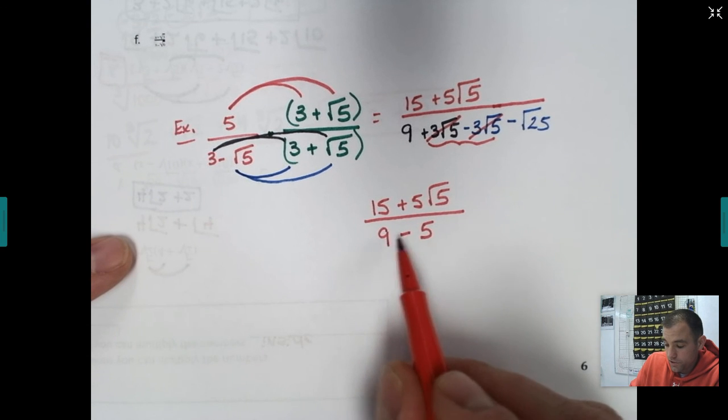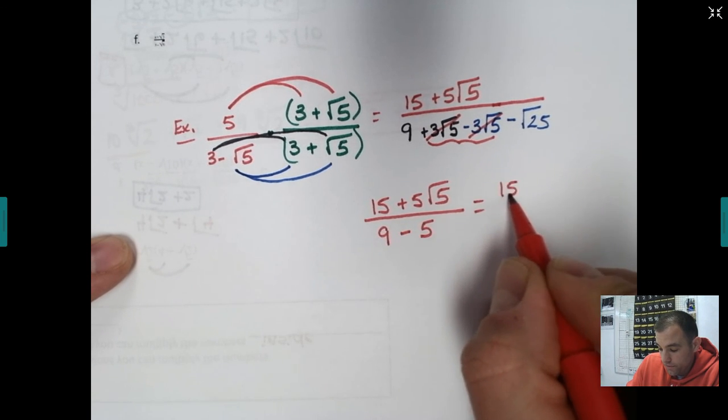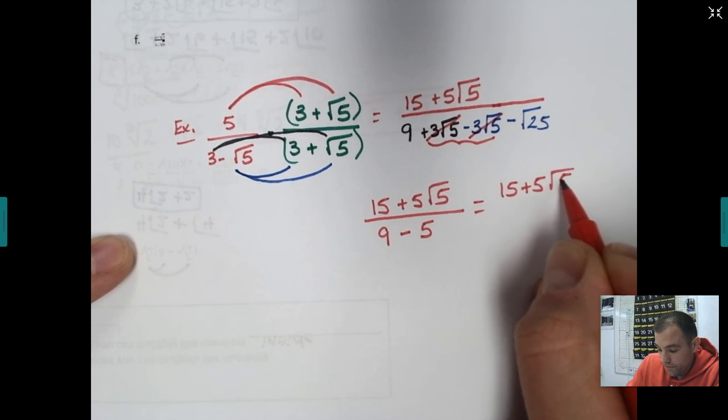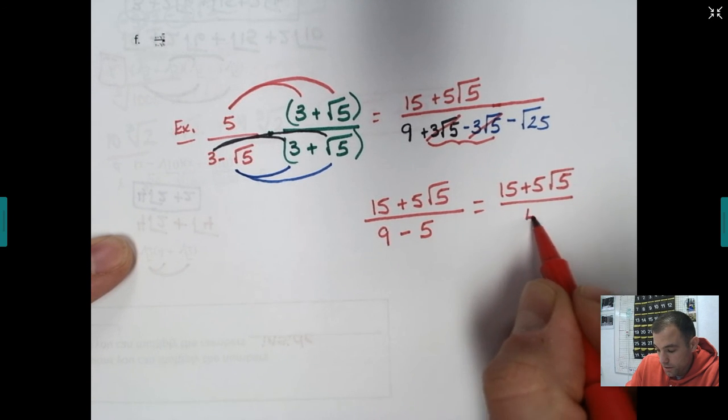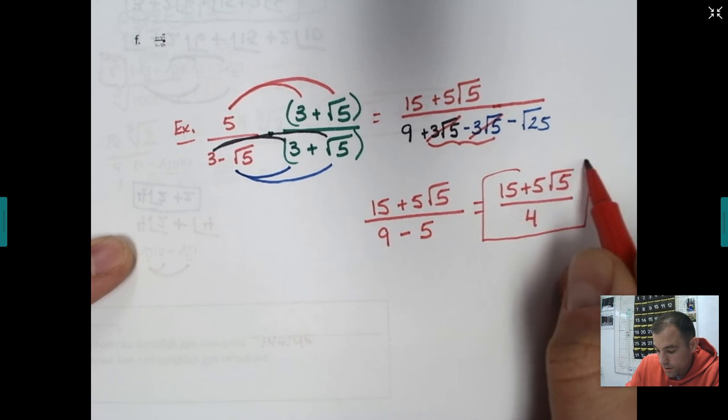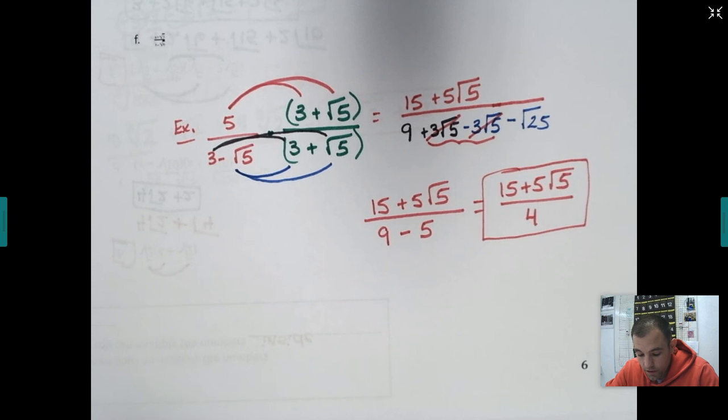So my last step is just to do the 9 minus 5. 15 plus 5 square root of 5. The top still hasn't changed. Over 4. And we're finished. Okay, so get rid of that radical in the bottom by using the conjugate. Okay, so basically just the opposite.